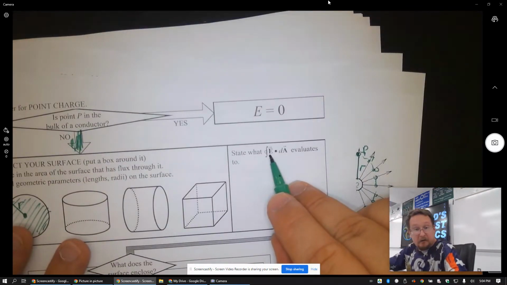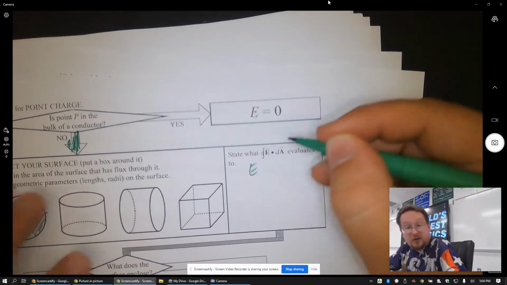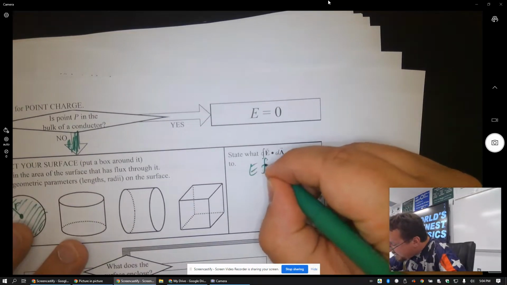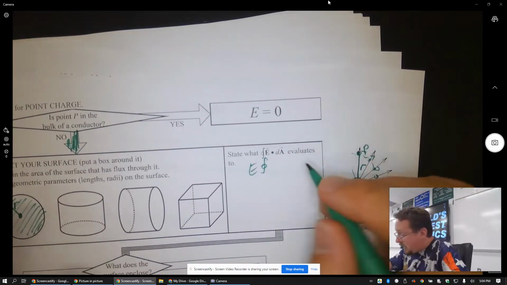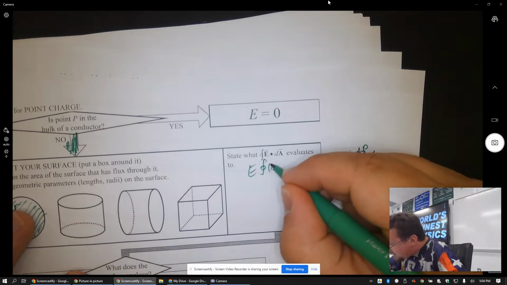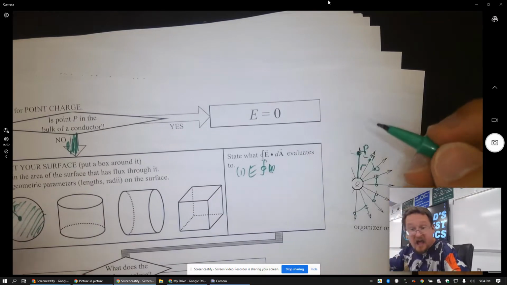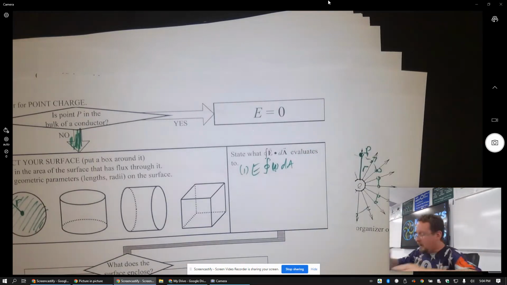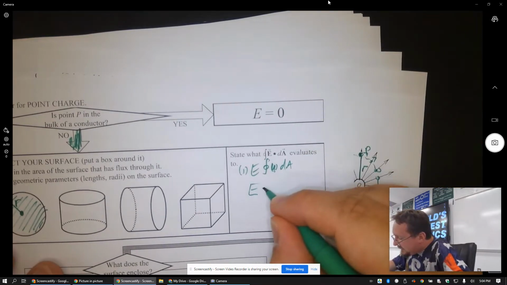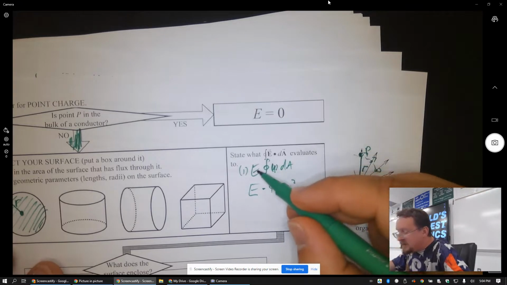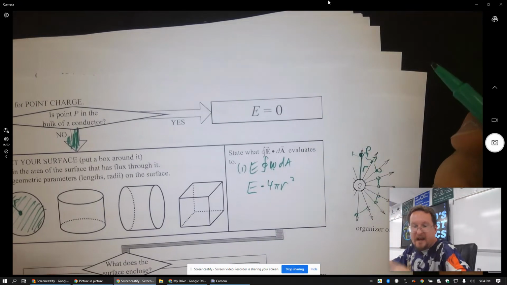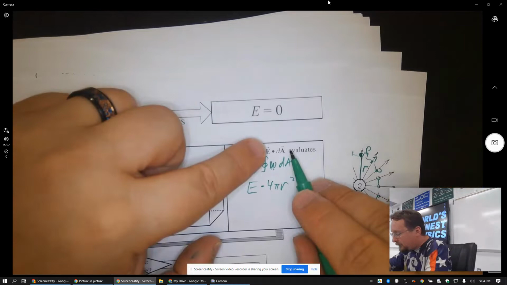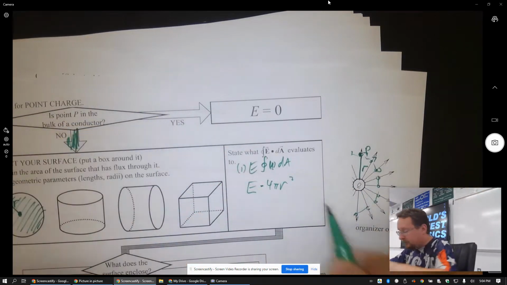So E, I do this one time for my students. E comes out of the integral because it's a constant, right? And then the dot product is one, which can also come out because the constant is one, right? And then you integrate dA, which means just add up all the area. So I want my students to just say it's E times 4 pi r squared. I will never do this E-comes-out-of-the-integral thing again after this first time. I just want them to go from this to E times the area of flux through it.